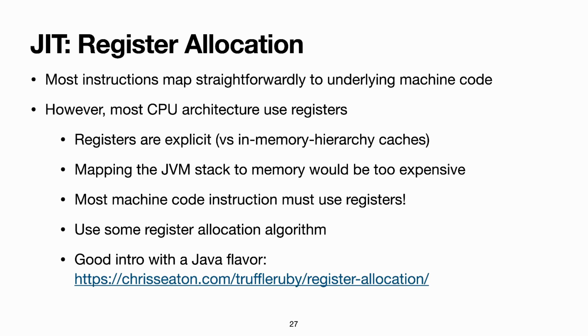Registers are also faster than the layer 1 cache. So if you were to map the JVM stack to the memory, it could only go as fast as the layer 1 cache and not as fast as registers. And anyway, this wouldn't work because most machine code instructions need to work with registers. They will change specific registers. So how do we decide which data goes into which registers? And the number of registers is also very limited. That's something important. For that, we need to use a register allocation algorithm.